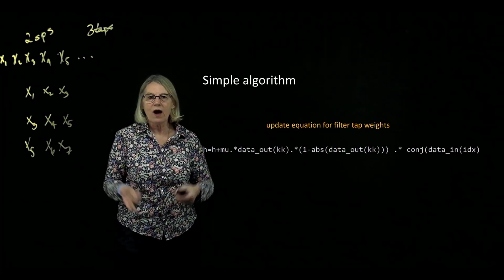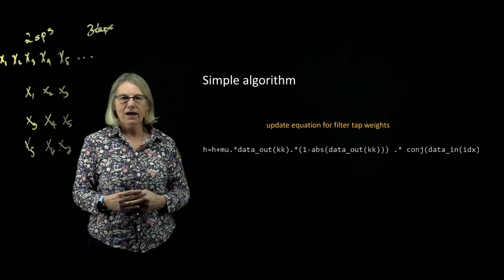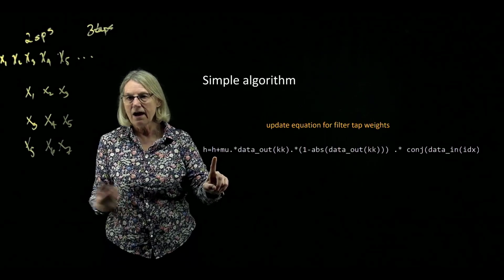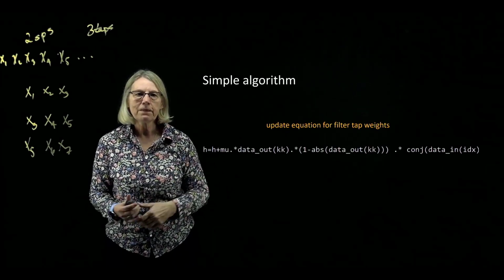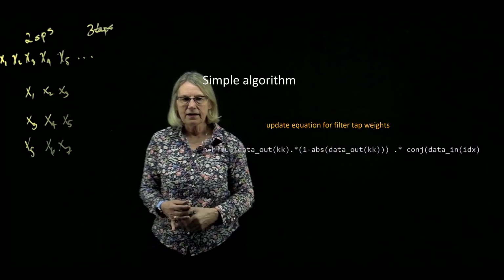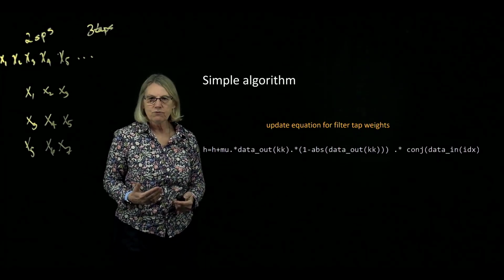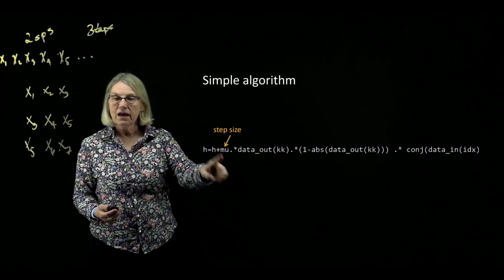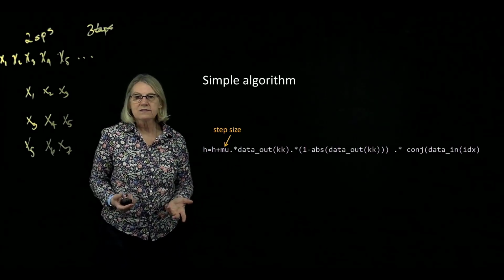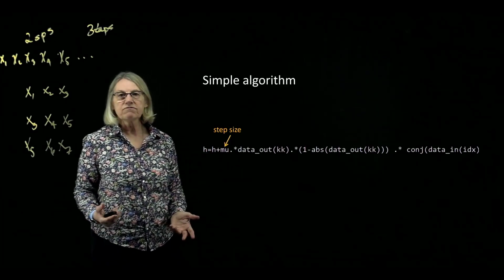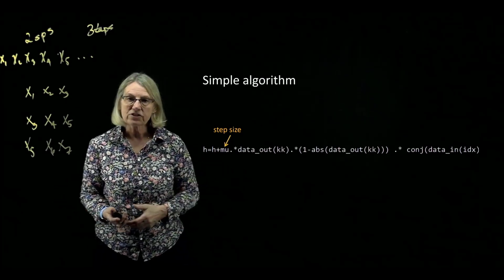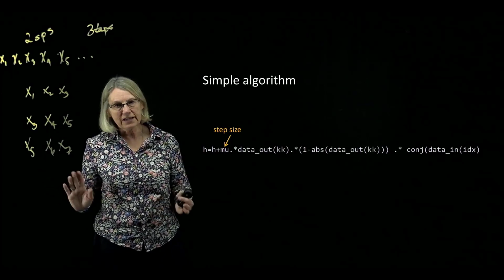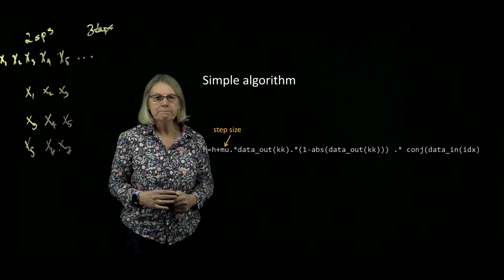So when it's time to update my tap weights, they are again updated once per symbol. And this is a classic adaptation for the tap weights. In this, we have the step size, and of course this is a little bit system dependent. So you have to play with this factor in order to get fast convergence and low noise afterwards. A very classic adaptive filtering problem.